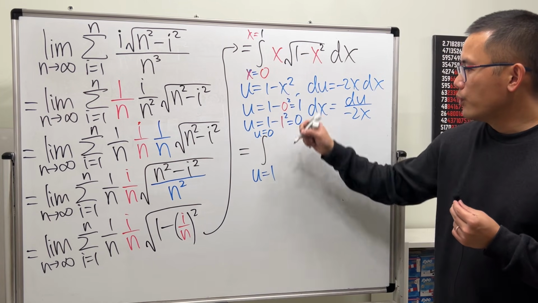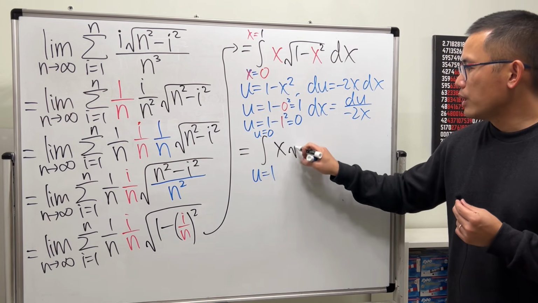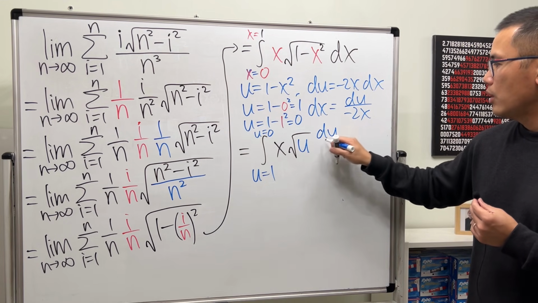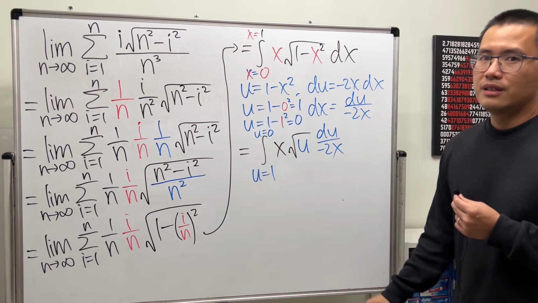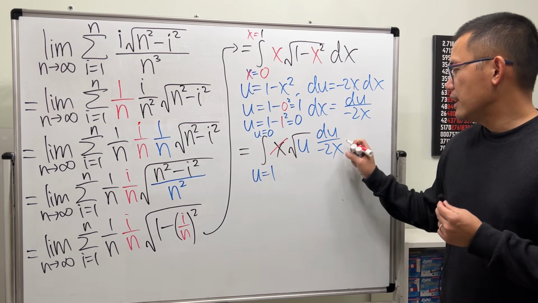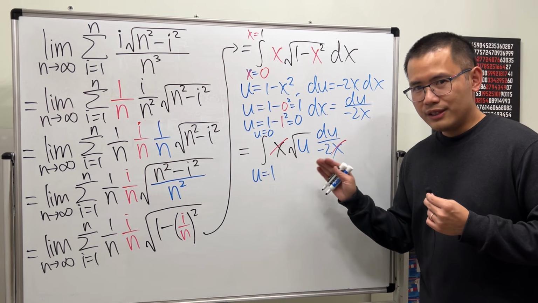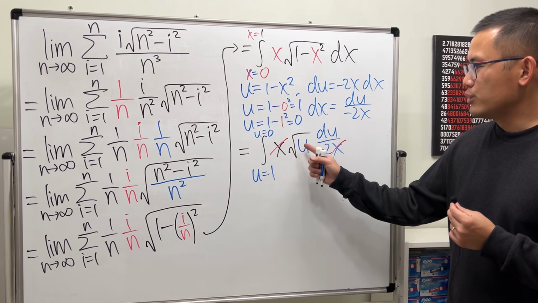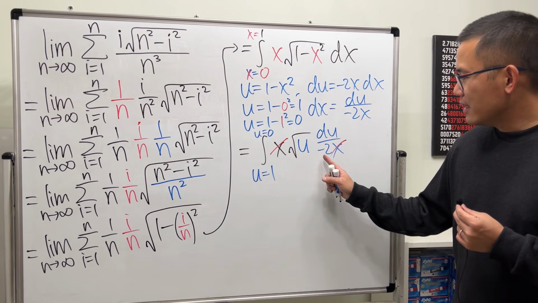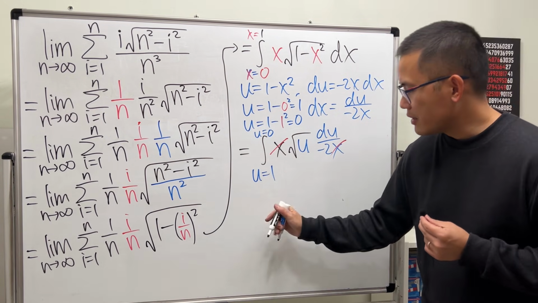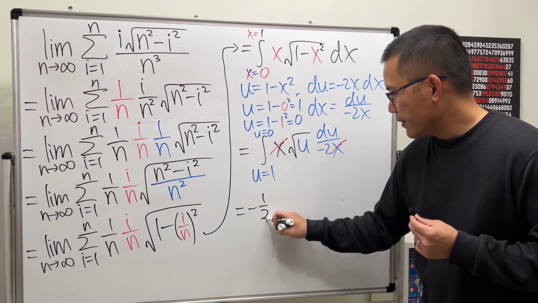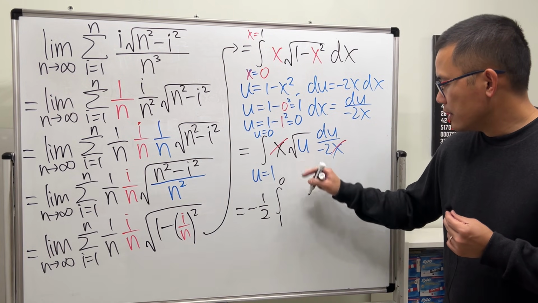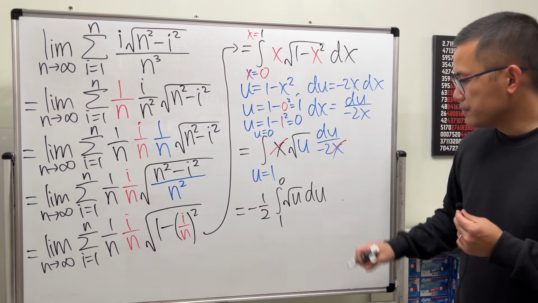And then continue. Here we have the x. Here we have the square root. This part is our u. dx is du over negative 2x. As you can see, the x and x cancel. So there's no x in the u world. That means we are good. And we can totally integrate square root of u in the u world too. But let me put down the 1 over negative 2 to the outside here. And then here we have the integral going from 1 to 0, and then square root of u du.